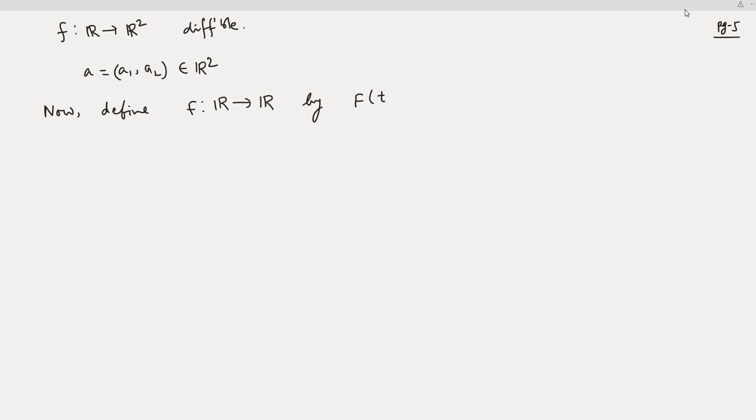F of t equal to a dot product with f of t. So basically this is the inner product of a and f of t. This is not f of a, this is f of t. Okay, so this is the function. Then F is differentiable.